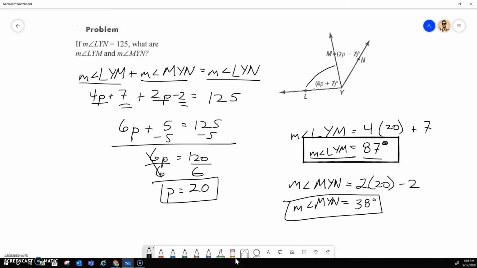And you know that these two together are the smaller angles, and the total angle should equal 125. So what you can do is take these two measures, add them up, and make sure you get 125. All right, guys, that completes the video notes for section 1-3.